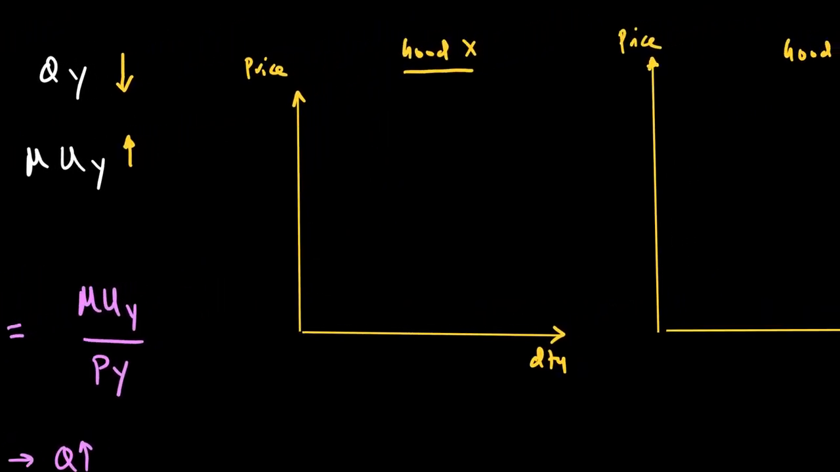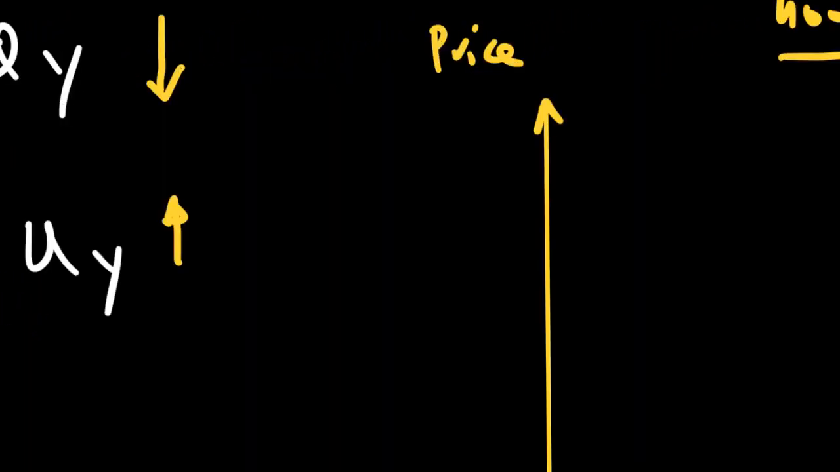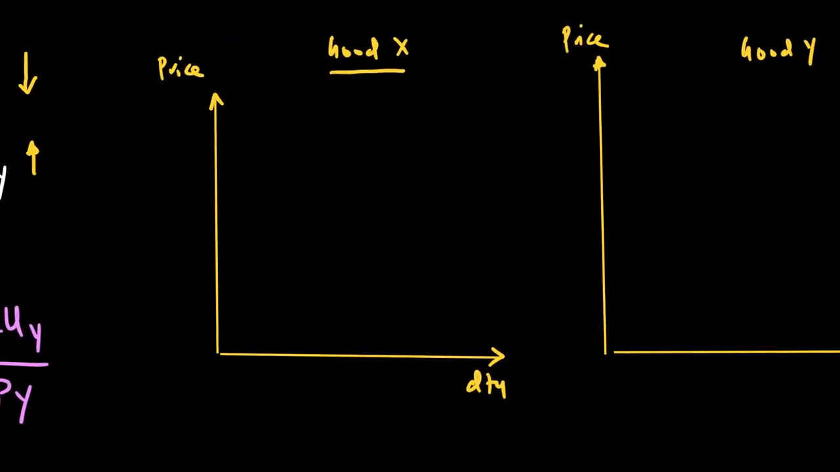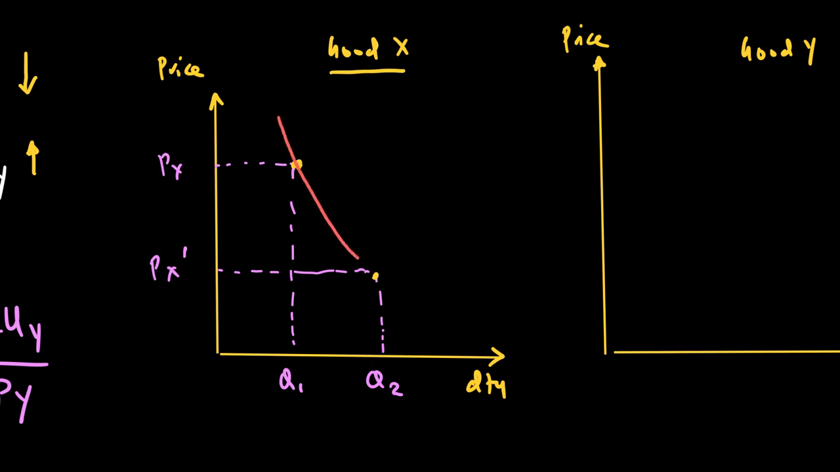So look at this, guys. When the price was PX, I was buying, for example, Q1 of X. But when the price goes down to PX dash, I'm buying more because the marginal utility per dollar spent is going up. So I'm buying more of this good. And when I join these two points together, I get what we call an individual consumer's demand curve, which says when price goes down, quantity demanded goes up because of the marginal utility per dollar spent going up.